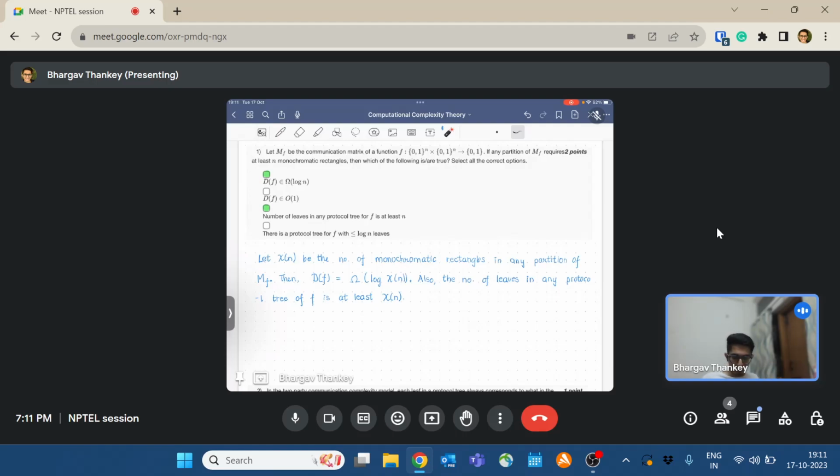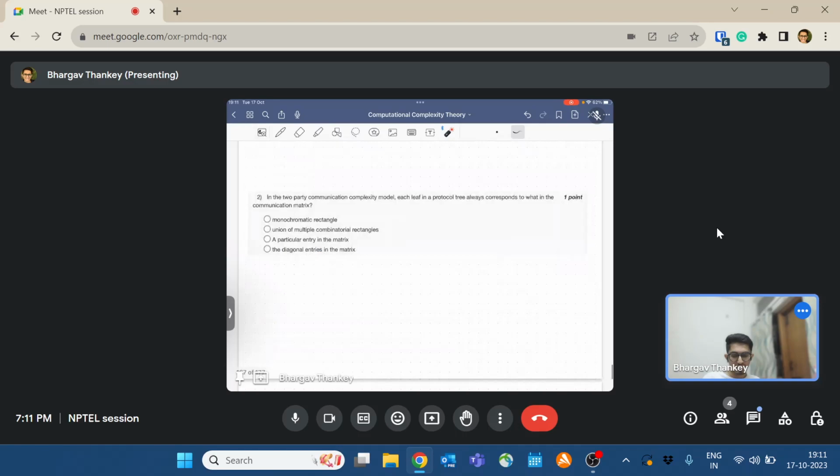So if this is fine, then let's look at the next problem. So next problem is in the two-party communication complexity model, each leaf in the protocol tree always corresponds to what in the communication matrix? A monochromatic rectangle, a union of combinatorial rectangles, a particular entry in the matrix, and the diagonal entries of the matrix. So which of these is correct?